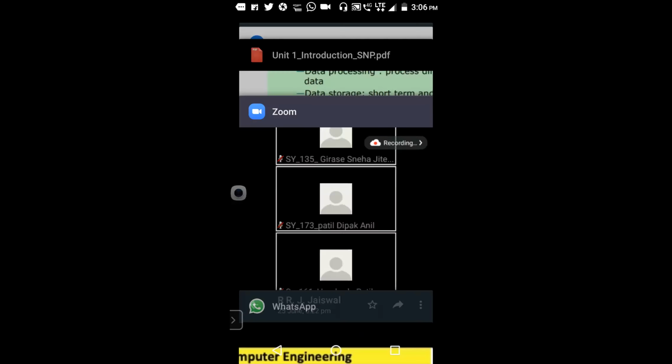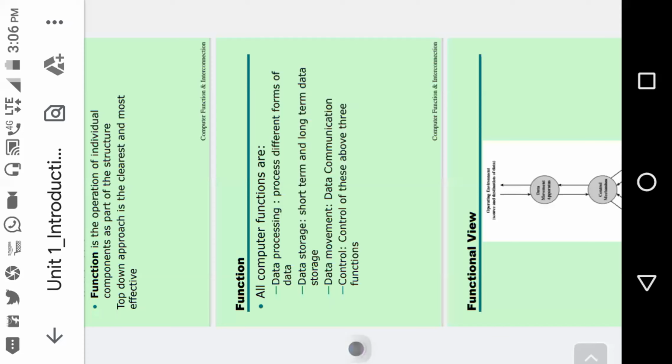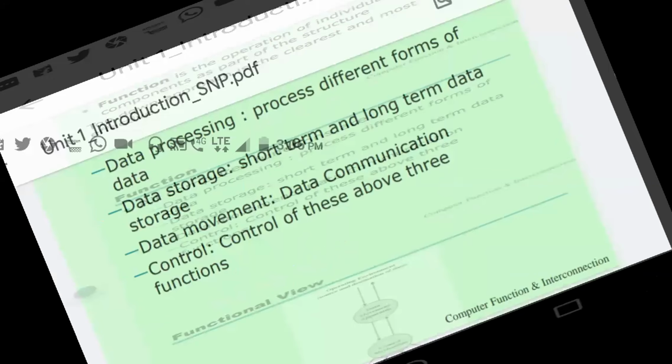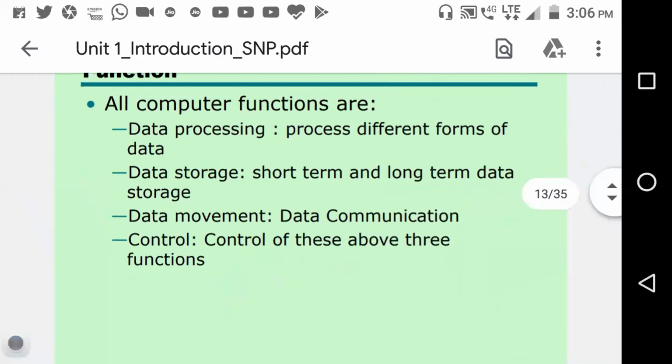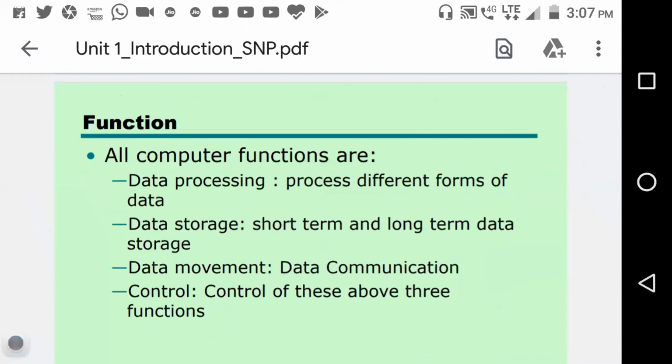So as we know, the computer processes different types of data. That data could be image, it could be audio, video. So there are different types of data, and the processor has to process different forms of data.